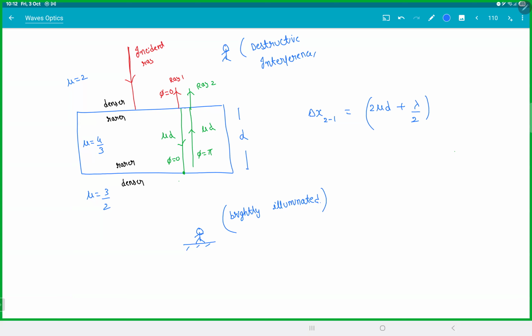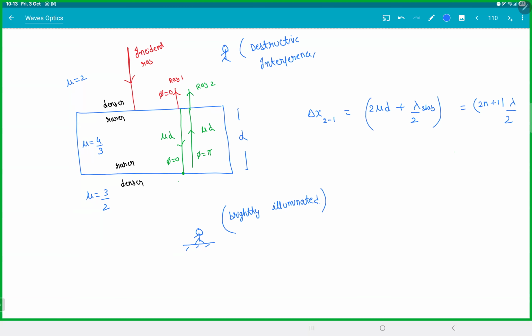Any doubts on this path difference? Got it? But wait. So when you take this, what is this lambda exactly then? This lambda is the lambda inside the slab. Now these light rays are coming out and you're getting a destructive interference at this point. So when you say this is equal to destructive interference, 2n plus 1 lambda by 2, what is this lambda? That measures the lambda of the observer, no?